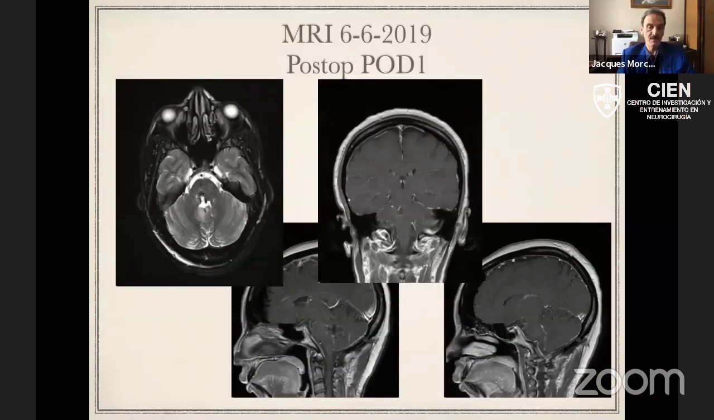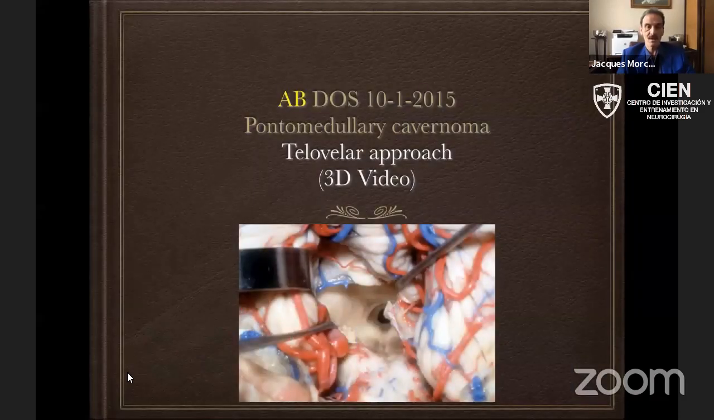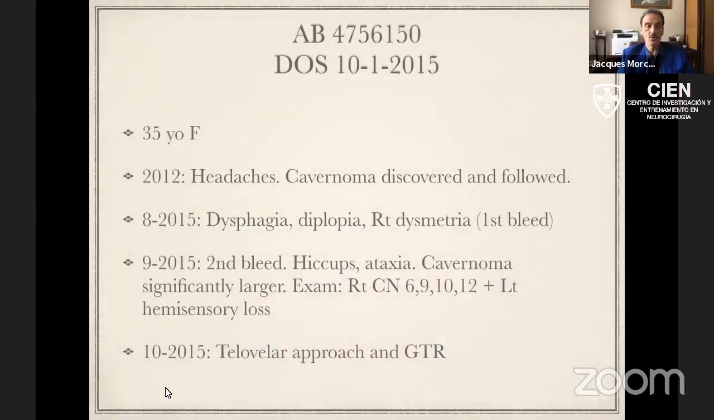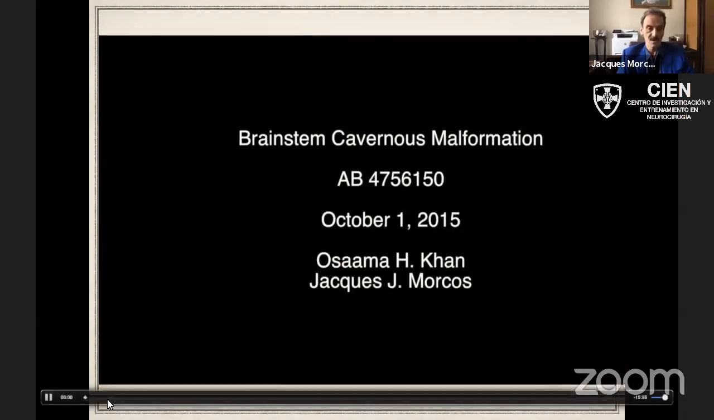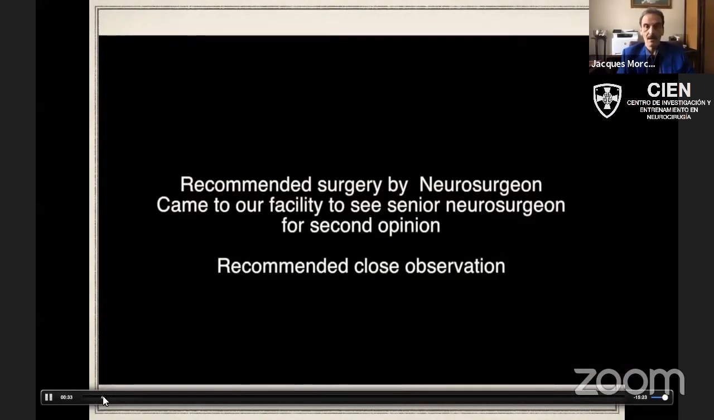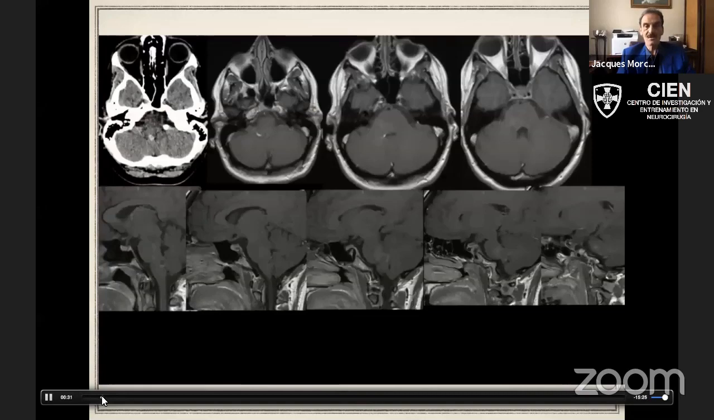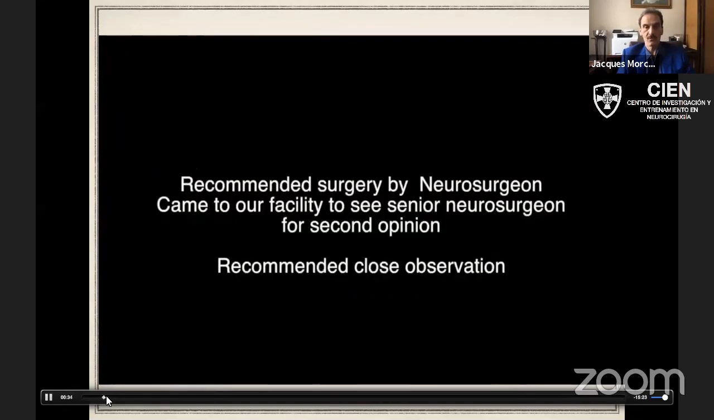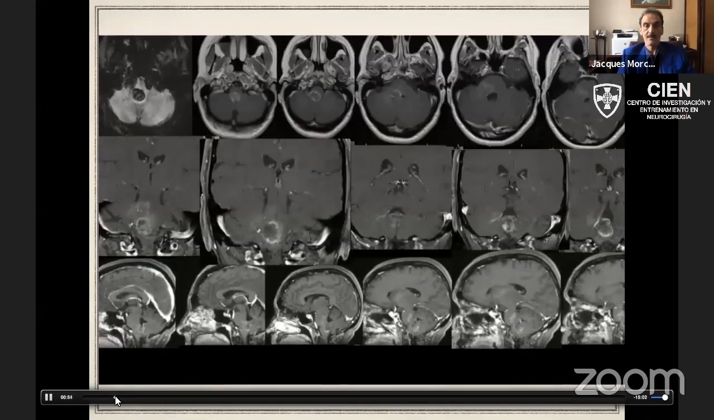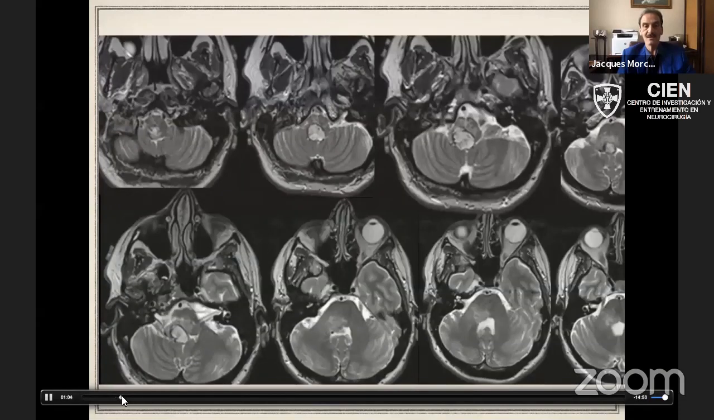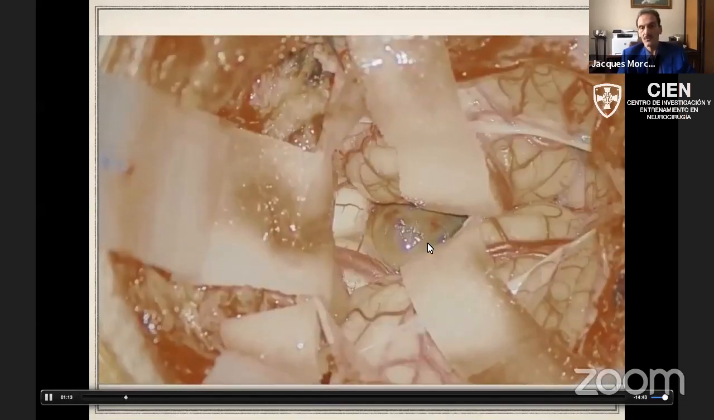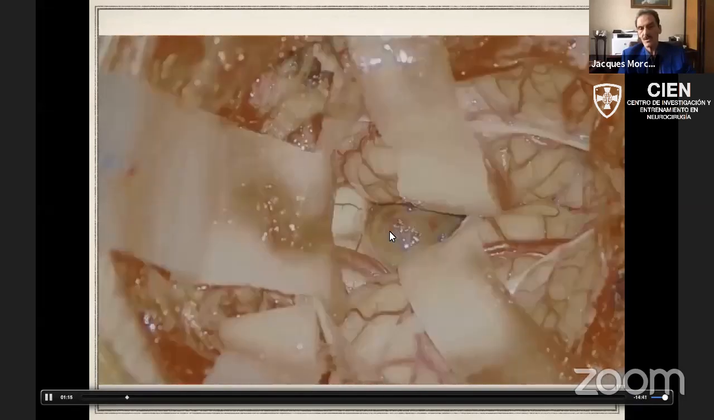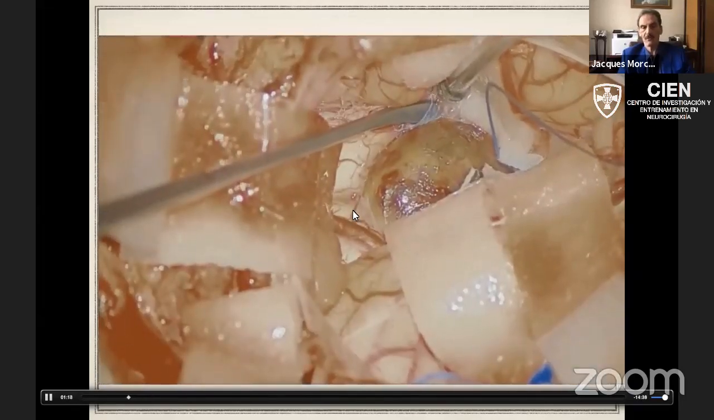This is a telovelar approach, a medulla case right here. Telovelar approach on this case. You can see the lesion in the floor of the fourth ventricle. It kept growing and bleeding and rebleeding again. And here is the view, straightforward when it reaches the surface. Telovelar, floor of the fourth ventricle.